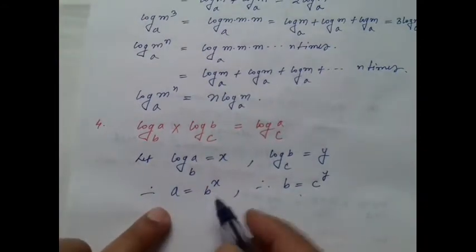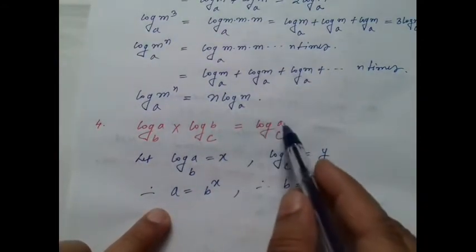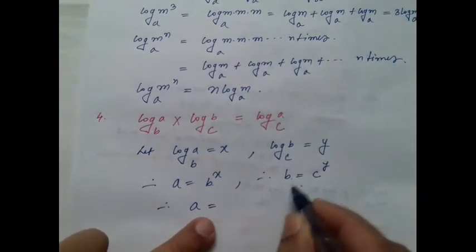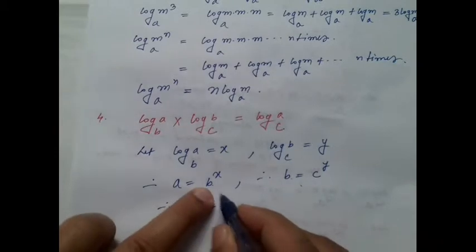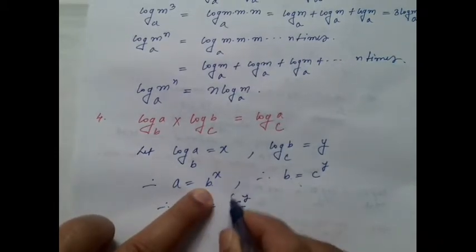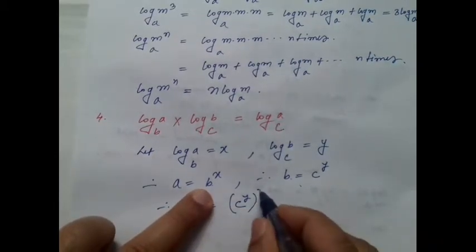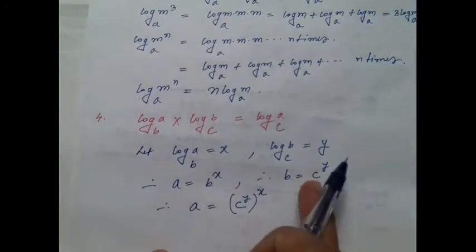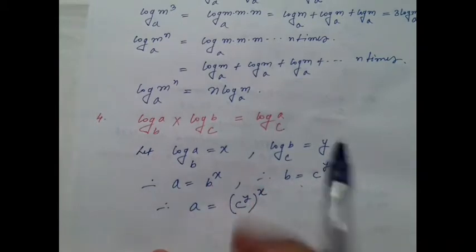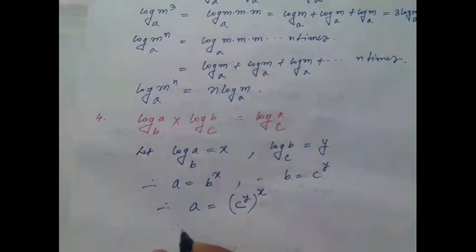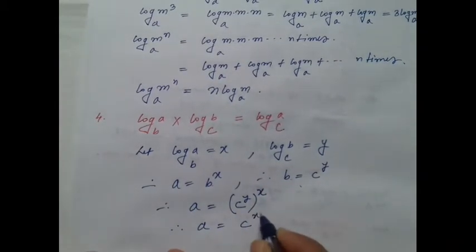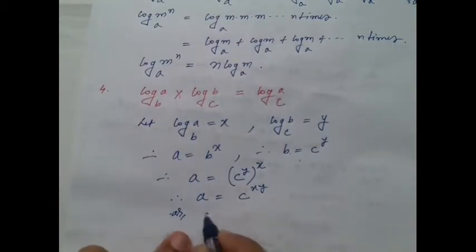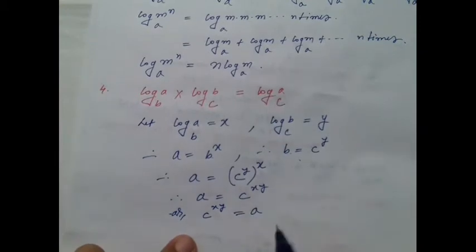Now we are getting that the right side contains only a and c, so we have to remove b. So a equals b to the power x, and b means c to the power y. Try to get it. We have a equals b to the power x, and b means c to the power y, so c to the power y whole to the power x, and therefore a equals c to the power xy. Okay, so we got c to the power xy equals a.